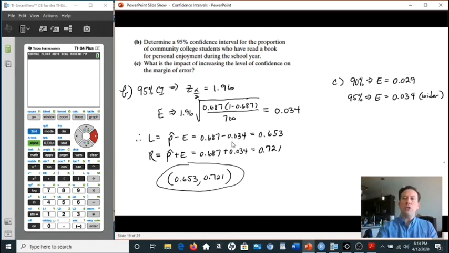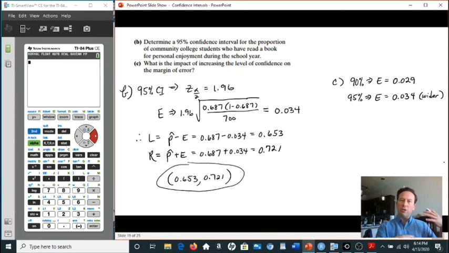What you really might want to compare here are the margins of error. For 90%, the margin of error was 0.029. For 95%, the margin of error is 0.034. And again, you want to think of the margin of error as a distance. If that margin is bigger, that means the distance to the endpoints is bigger, which makes a wider interval. So 95% has a wider interval.